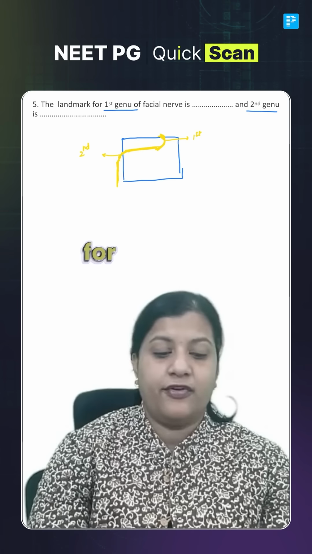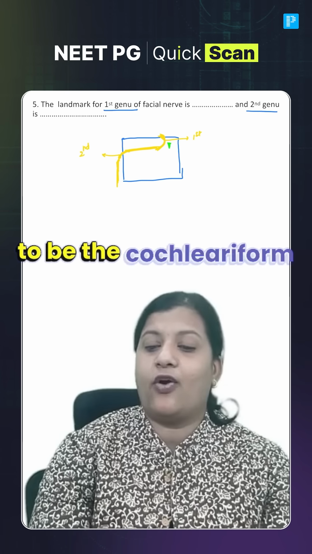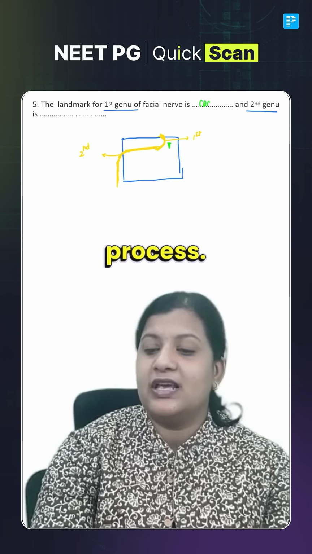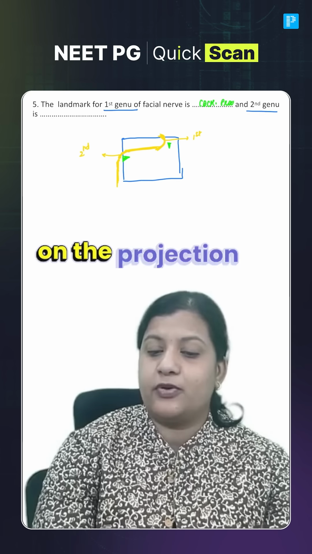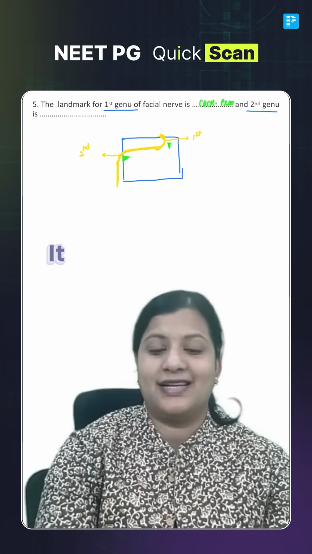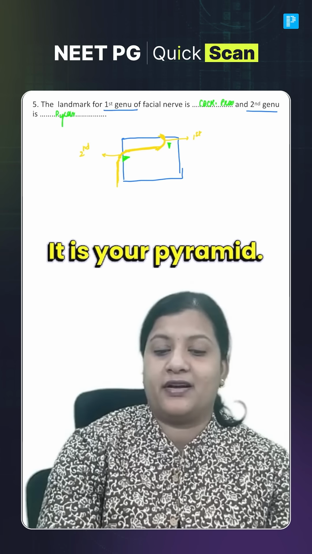So the landmark for your first genu is going to be the cochleariform process. And for the second genu, what is the landmark you see on the projection on the posterior wall? What is it? It is your pyramid.